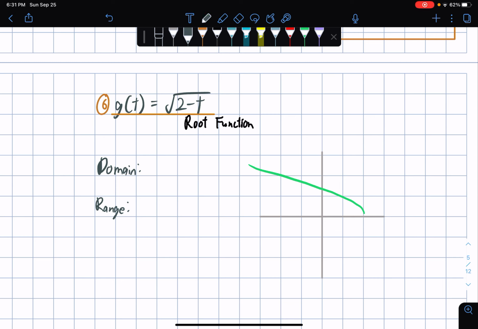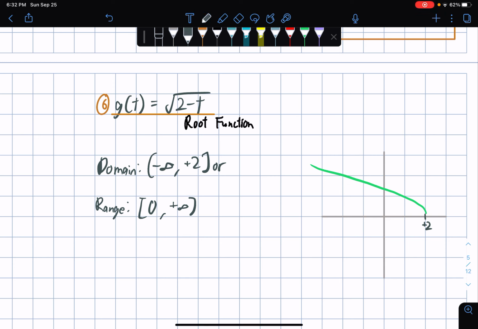Something like this. Since there is a 2, this is positive 2. This is where the graph begins. And so for the domain, it's negative infinity all the way to positive 2. And for the range, it's 0 starting here all the way to positive infinity. You can write the domain in another way. This is how you write it in another way: t is less than or equal to positive 2. So yes.